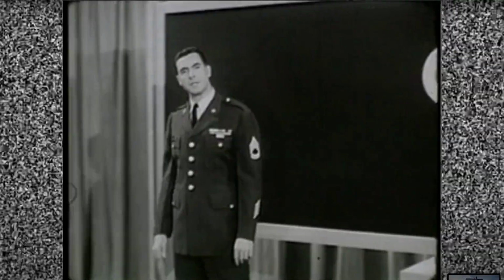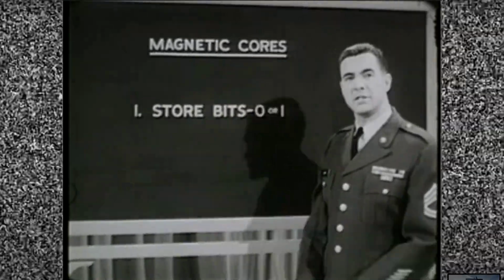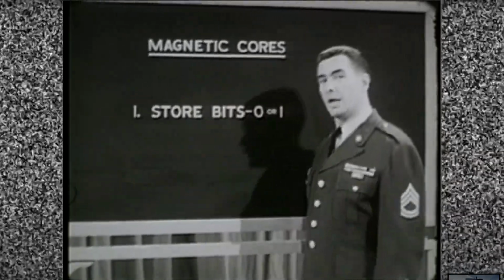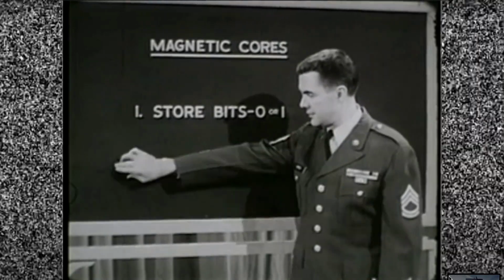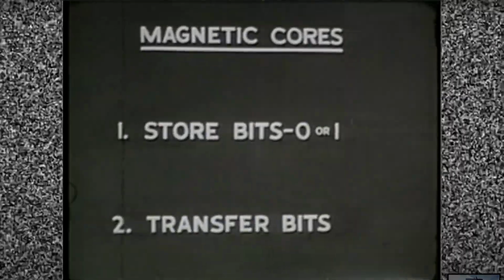So far, we've been establishing the function of magnetic cores. They store binary digits, or bits, 0 or 1. Now we're going to see how they do it, and also how they transfer bits from one core to another.